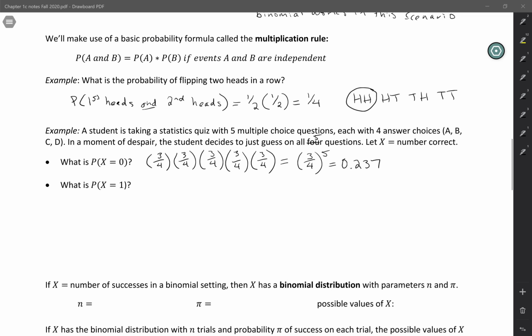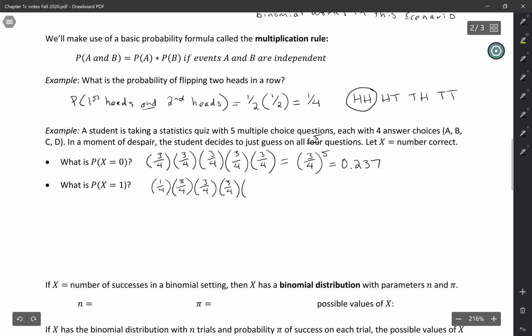So what about the probability of getting exactly 1 answer correct? Again, there's 4 answer choices, so the probability of getting it correct is 1/4. So they got the first one correct, and then they missed the second one, 3/4 chance on any one problem of getting it wrong, and also the third, and also the fourth, and also the fifth. And so you end up with 1/4, the one that you got right, and then 3/4 raised to the 4th power for the 4 that you got wrong.